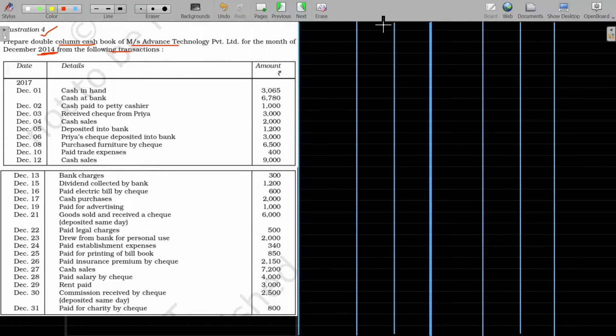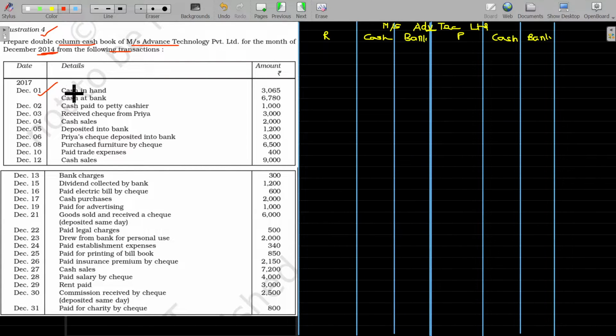So, this is all about Mrs. Advanced Technology Limited. We have the receipt side and the payment side. This is the cash column, this is the bank column. Cash column and bank column. Let me start with this illustration.